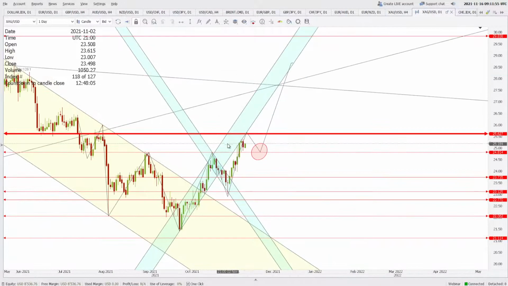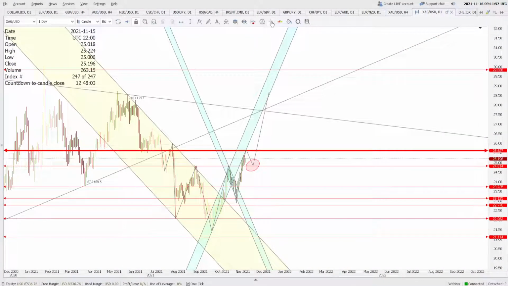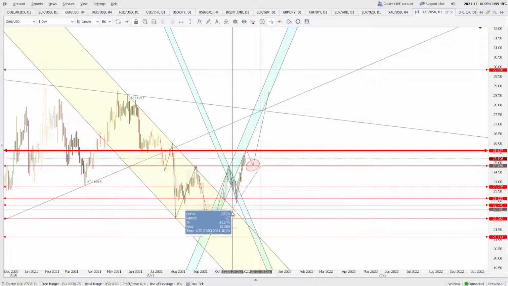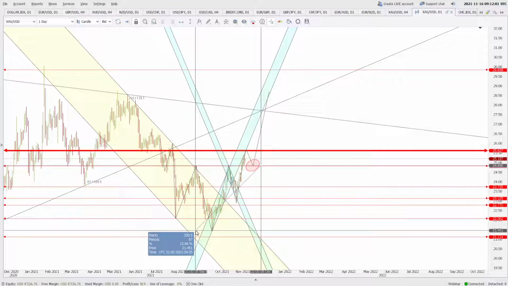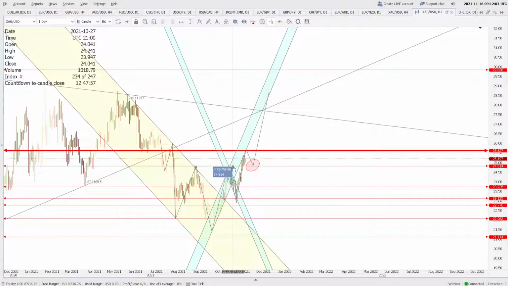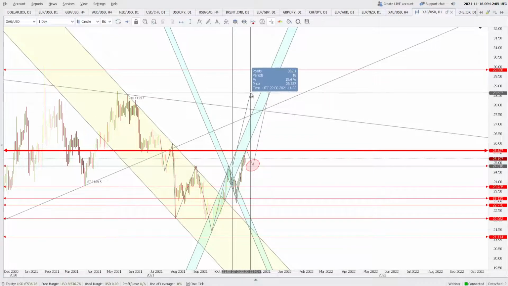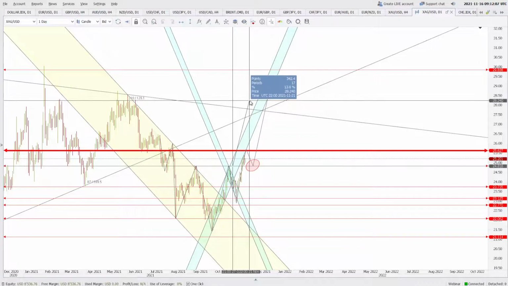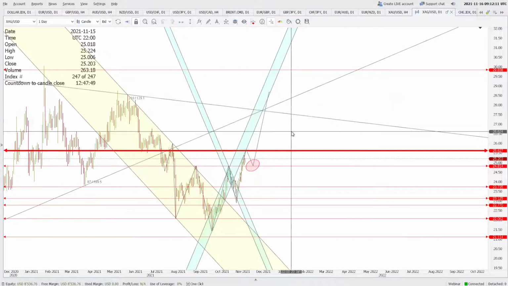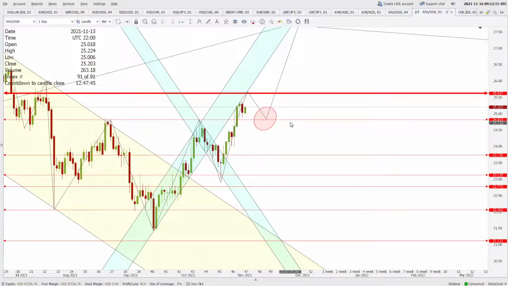You can target the height of this pattern here, which is approximately 339 points, and 339 points means approximately a level of 28.18 area. So that is what I'm expecting in silver. But right now the resistance is at 25.62, support is at 24.81 in this market also.